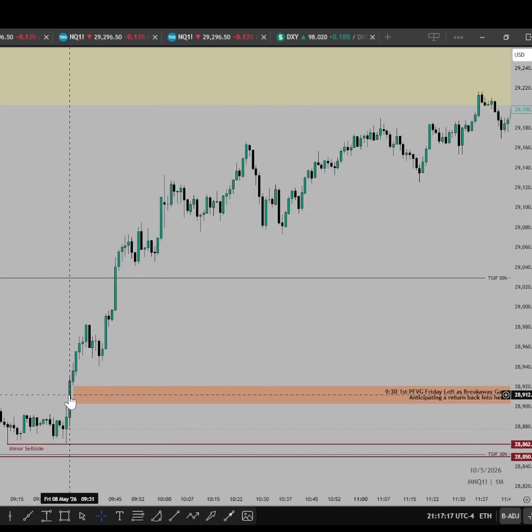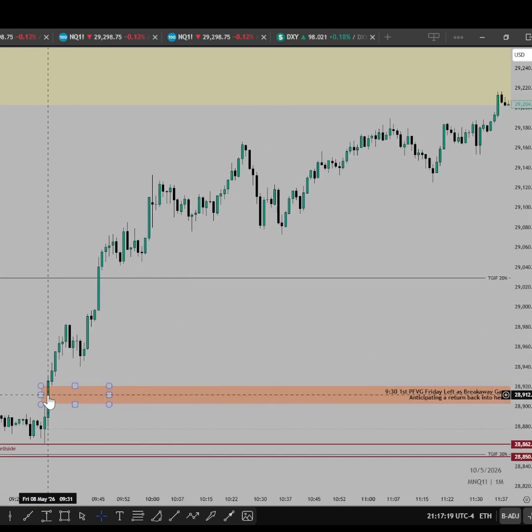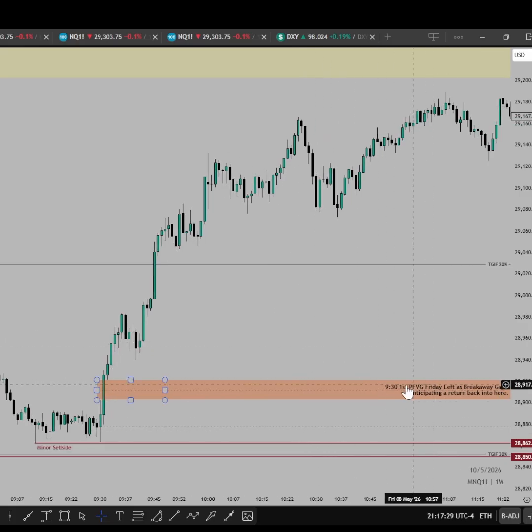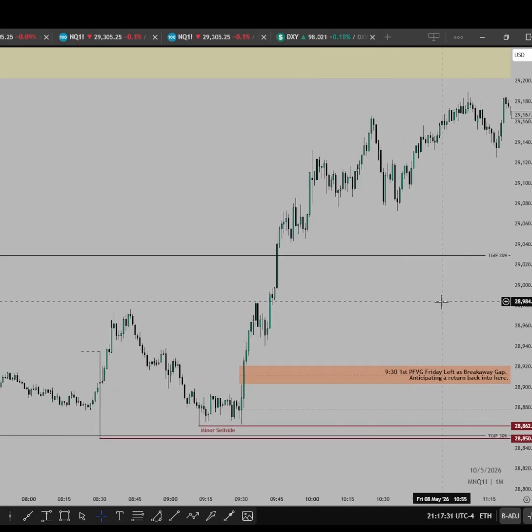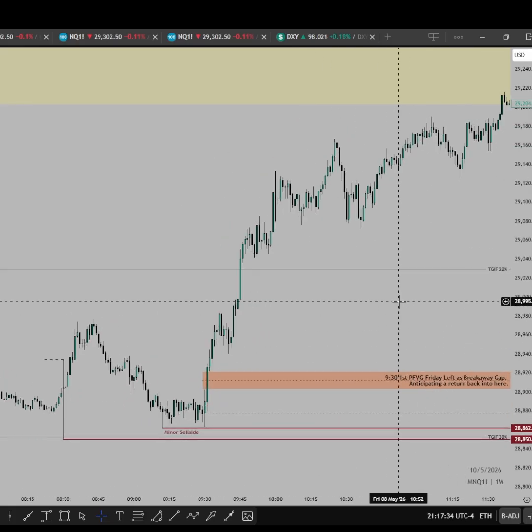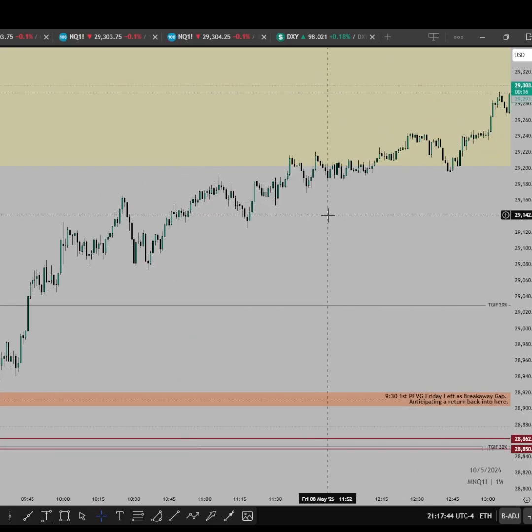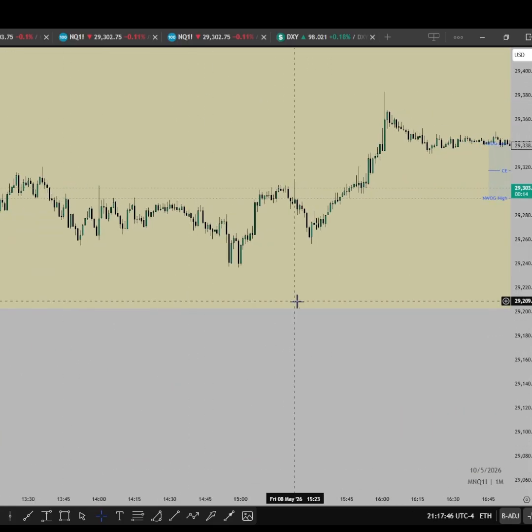This is our first presented fair value gap formed at 9:31. See, it was a trending market. So within the first 5 minutes the first presented formed, and we have relative equal lows here. Whenever first presented gets left as a breakaway gap, we always anticipate a return. It could be today, in the same session, or next week, or even next month. It can happen, and it will happen, right? The algorithm will reprice into first presented, because first presented has a significant importance.